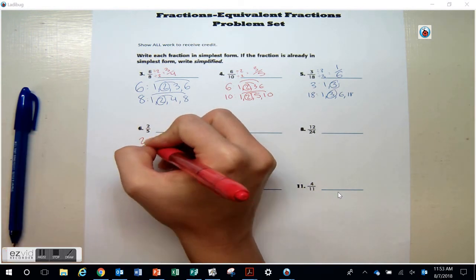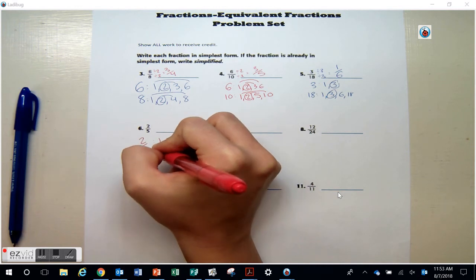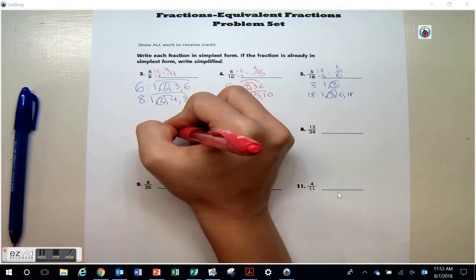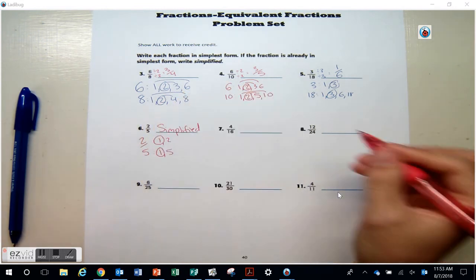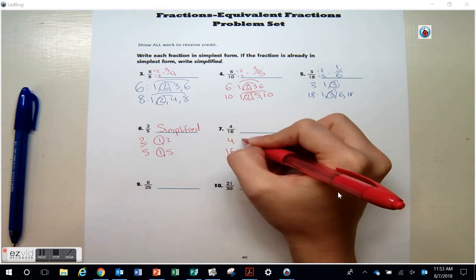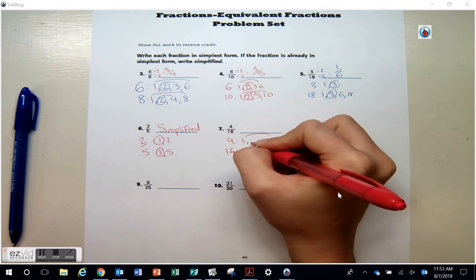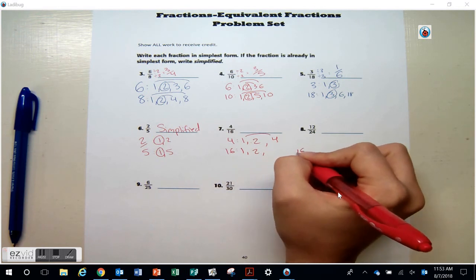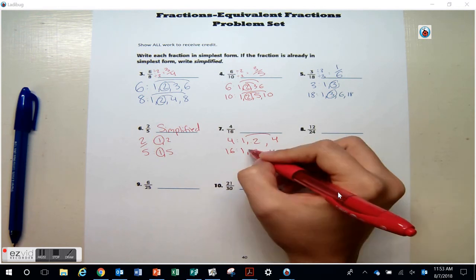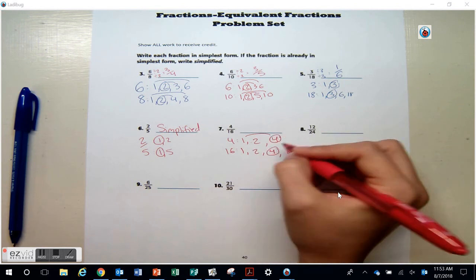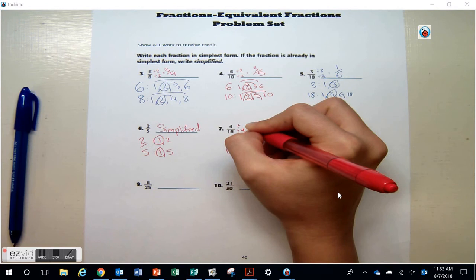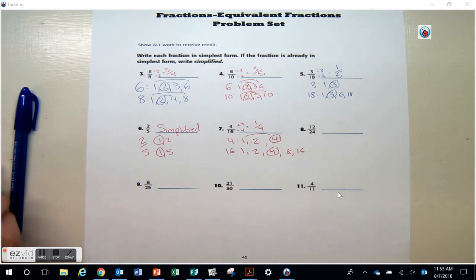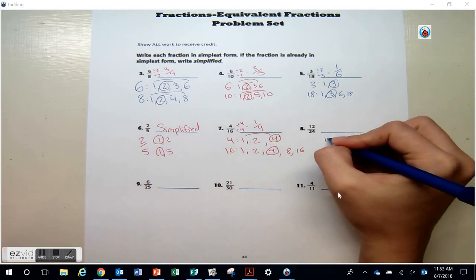The factors of 2 and 5. 2 has 1 and 2. 5 has 1 and 5. The only factor is 1, so this one is already simplified. The factors of 4 and 16. 1 times 4, 2 times 2, so I'm just going to write it once. We have 1, 2, and 4. So the greatest common factor we have here is 4. Divide top and bottom by 4, getting 1/4. I can't divide 1 and 4 by a different number other than 1, so I'm simplified there.